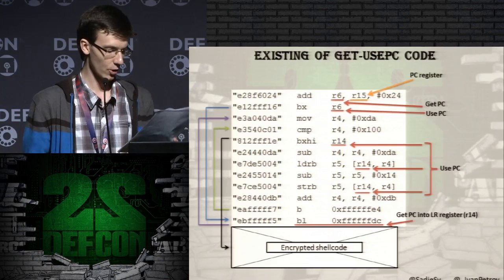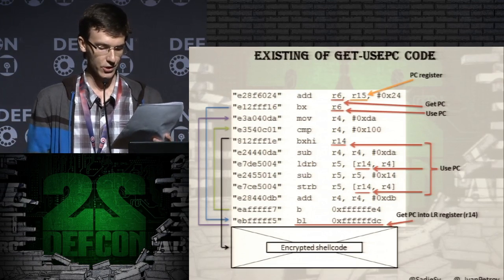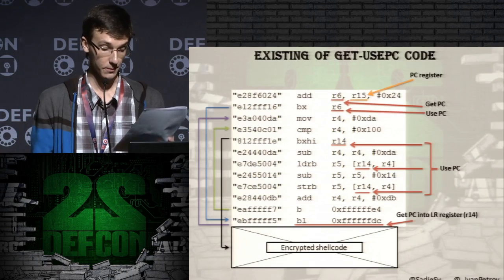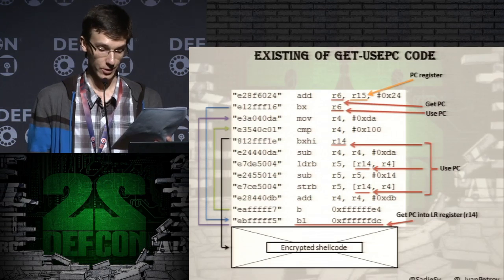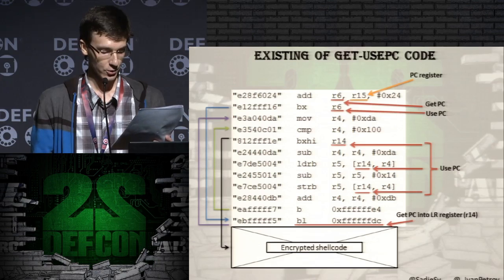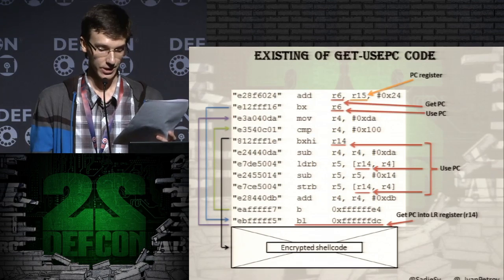Let's take a look at the example. Here is the shellcode decryptor from exploitdb.com. The first instruction puts the address of the last decryptor's instruction to A6. Then, this value is used to make a jump to the BL instruction. Here is the pattern we need.